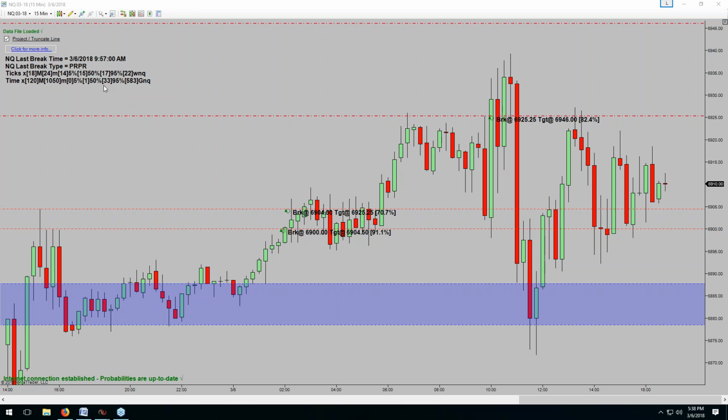If you're sitting here waiting for 22, this 95 does not tell you 95% of the time it's going to get there. What this is telling you is that 5% of the time it will hit 22 ticks, but it's going to take you 583 minutes based on these numbers here. And these change throughout the day dependent on what the setup type is here. So these are all relative to the setup type that the programmer has provided for the information.